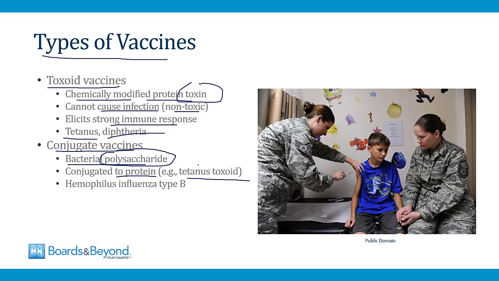And the idea here is that the protein, the tetanus toxoid, will stimulate the T cells in the immune system, but antibodies will be produced against the polysaccharide, which is found in the bacteria, and therefore you will have antibodies against that bacteria. An example of a conjugate vaccine is the vaccine for Haemophilus influenzae type B, which we'll talk about later in this video.